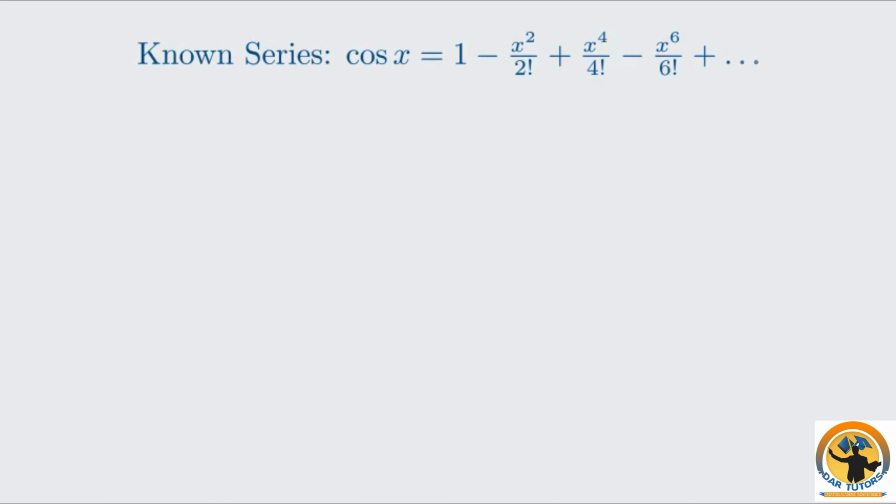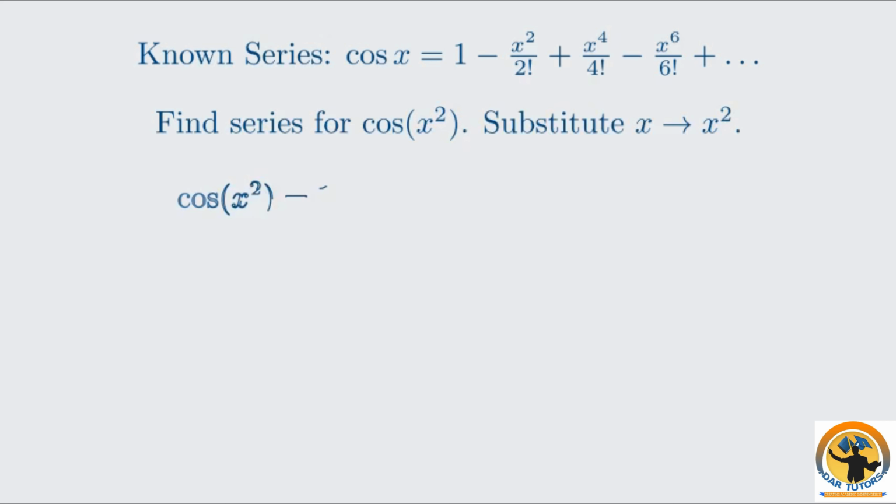Let's try another example. Find the Maclaurin series for cosine of x squared. We start with the known series for cosine x, which is 1 minus x squared over 2 factorial plus x to the 4th over 4 factorial, and so on. This time, our inner function is x squared. We substitute x squared for every x in the cosine series. This gives us 1 minus the quantity x squared squared over 2 factorial, plus the quantity x squared to the 4th over 4 factorial, and so on.